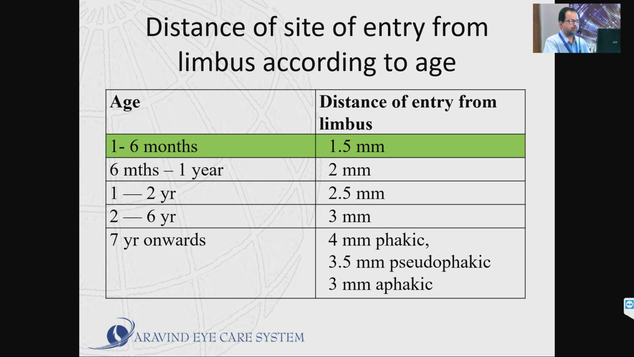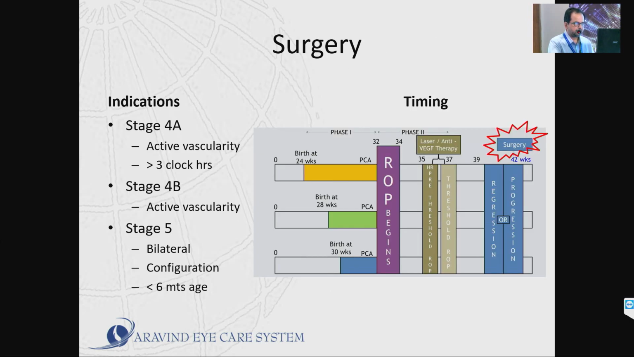This table shows what your entry site should be for any intravitreal injections or even for ROP surgery, and this is according to the age. So we usually take 1.5 millimeter from the limbus for all the ROP surgeries, be it injection or sclerotomies for lens sparing vitrectomy. As the age grows, you can keep on going a little bit further away, and by 7 years of age, you can safely use the adult techniques.